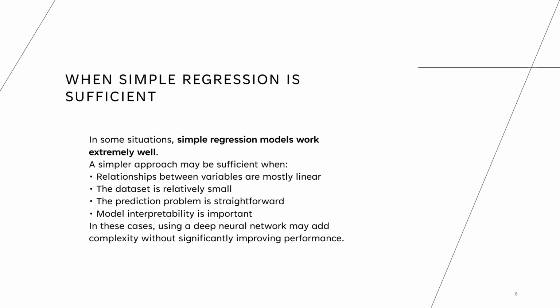Deep neural networks become more useful when the prediction problem involves complex relationships, large datasets, or many interacting variables. In these situations, the additional flexibility of deeper models allows them to capture patterns that simpler approaches might miss. The key idea is that model choice should depend on the nature of the problem and the data, rather than assuming that a more complex model will always produce better results.